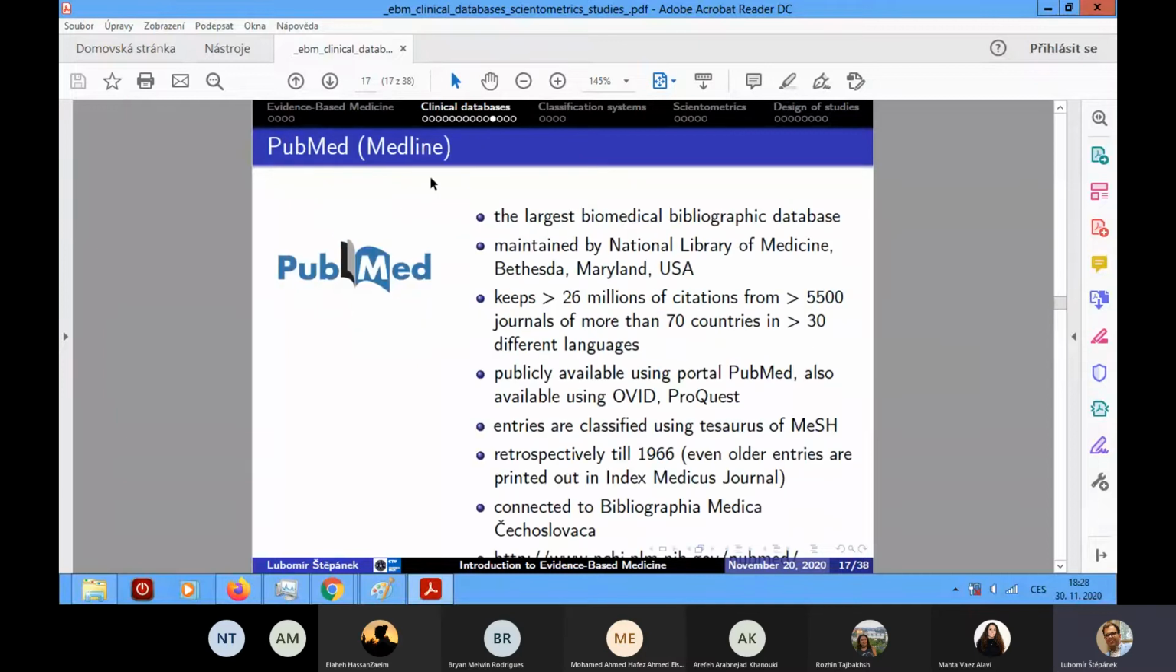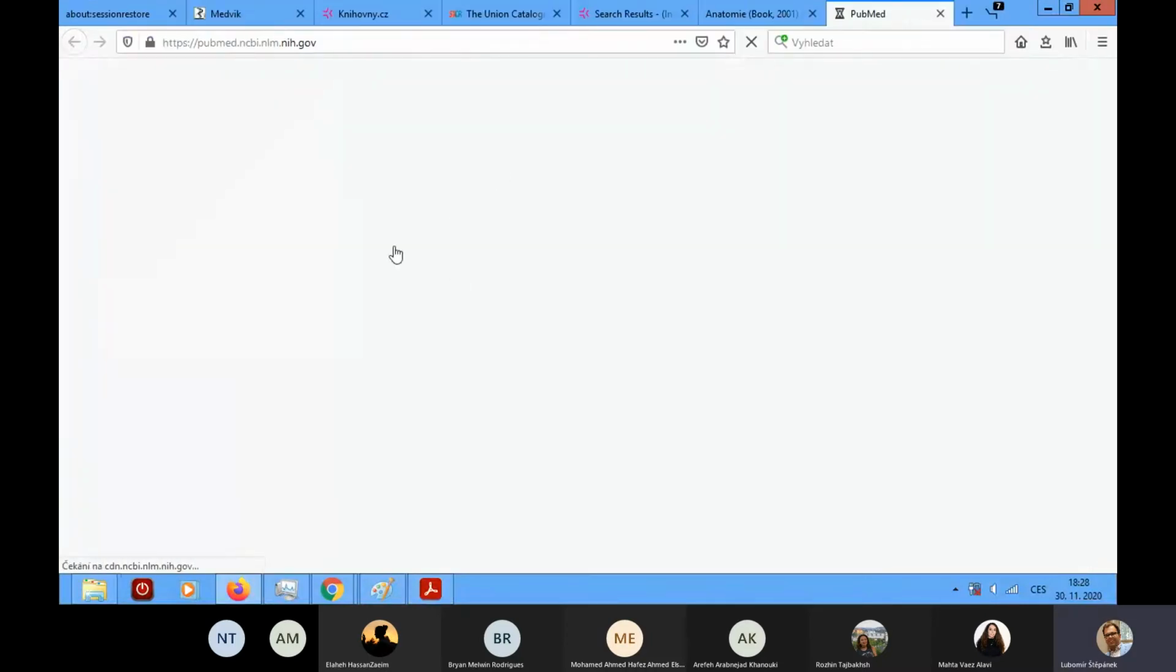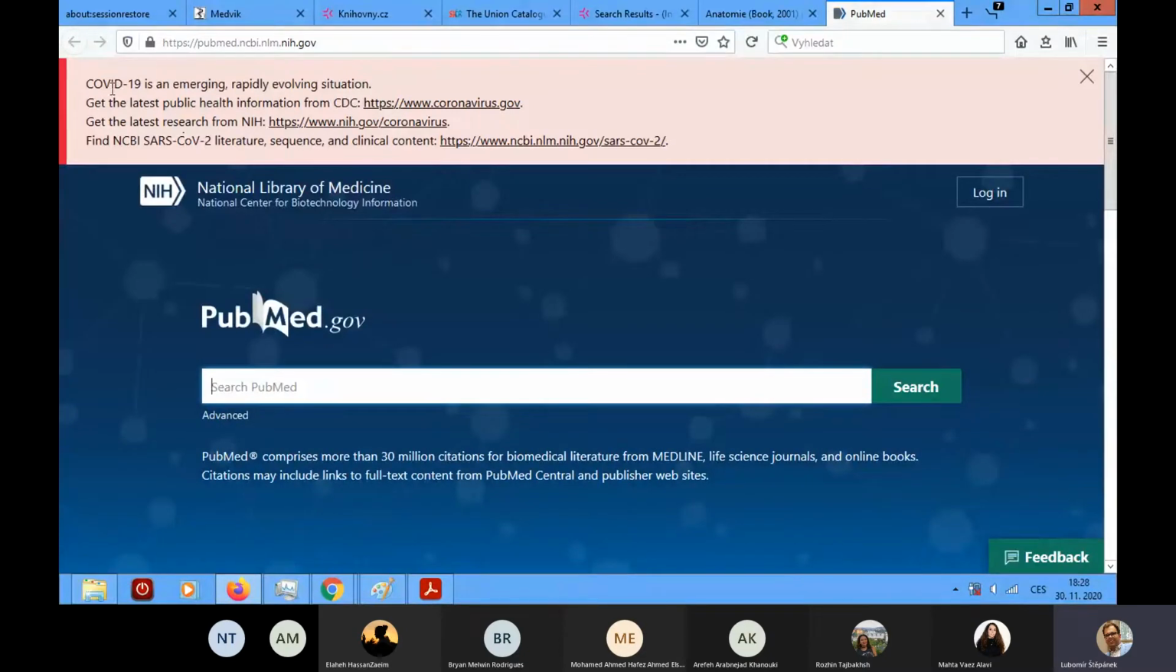PubMed, okay. So we are moving towards the online-based databases, and absolutely the most important one you should know about is PubMed online. So I'm just going to the pages to give you some insight on this. Okay, COVID-19 is dominating the whole situation, of course.